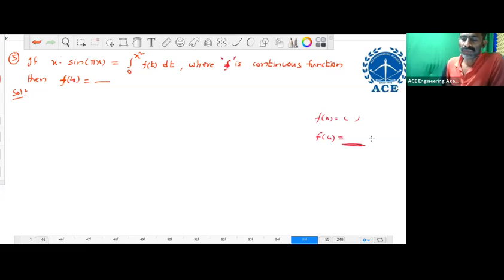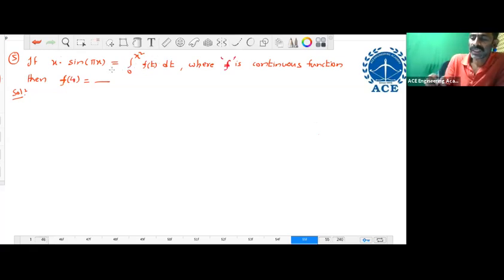Here, that f of x is not given directly. That f of something is given inside the integral. If we can get this function f of t or f of x, then we can find the f of something value. So we should get the function. But this is inside the integral. If we can eliminate this integral, we can get the f of t. If we integrate this, we get the function. If we get the function, we can get the value.